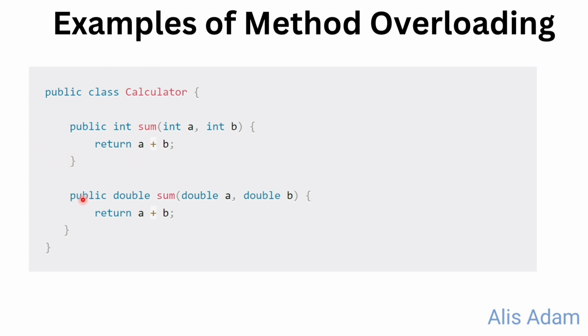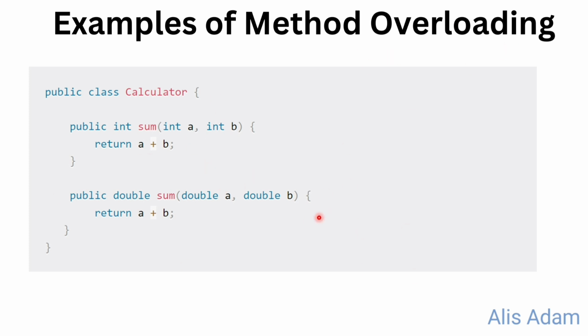And another, you will see a public double sum with double a, comma, double b. Double a and double b are a different data type in the parameter list. So return a plus b, and it returns a double data type. So this is the concept of method overloading.